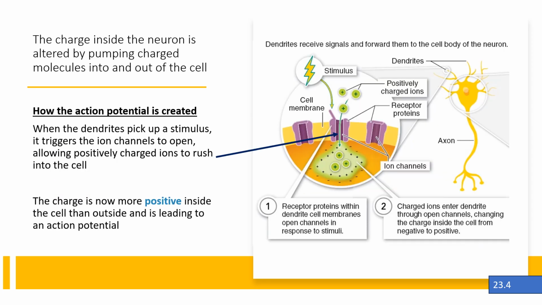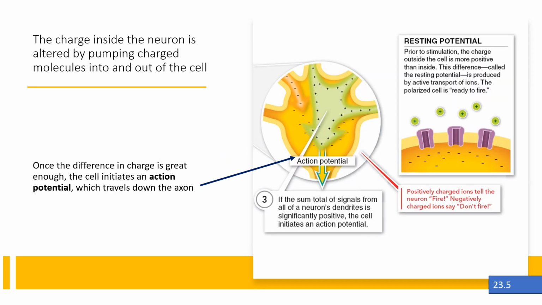When the dendrites pick up a stimulus, those ion channels that we use to pump ions across the membrane open. Remember that particles tend to move against their concentration gradient, so those densely packed positive ions outside the cell start to rush back into the neuron through the open ion channels. Now we have a more positive charge inside the cell. Once the positive charge inside the neuron is great enough, it initiates the action potential. This positive charge, which again we can also think of as an electrical signal, travels down the axon of the neuron.